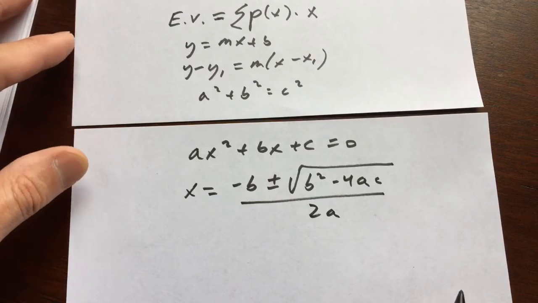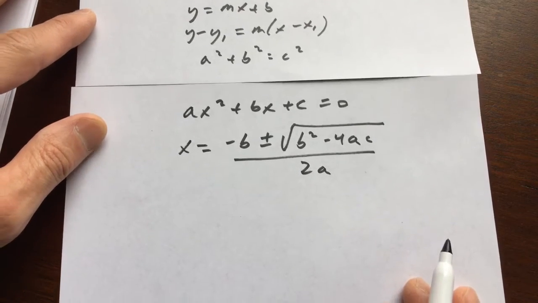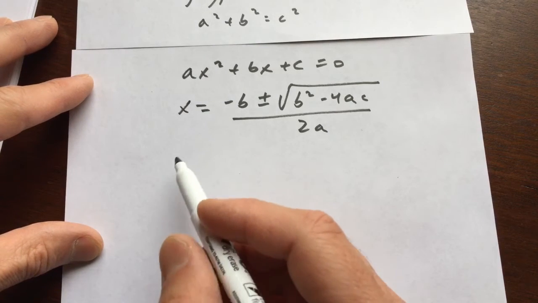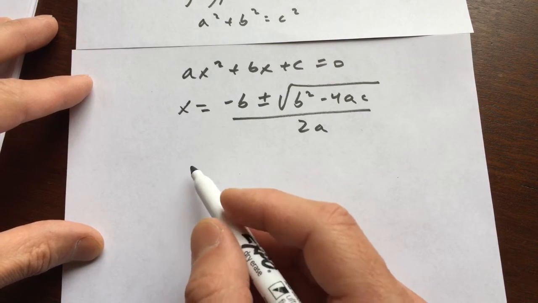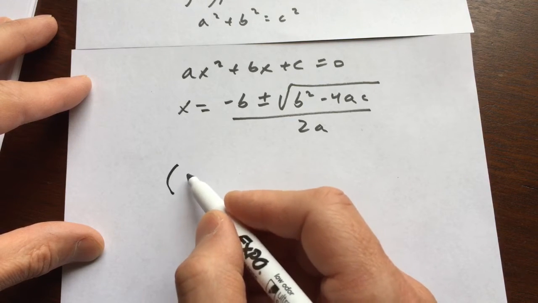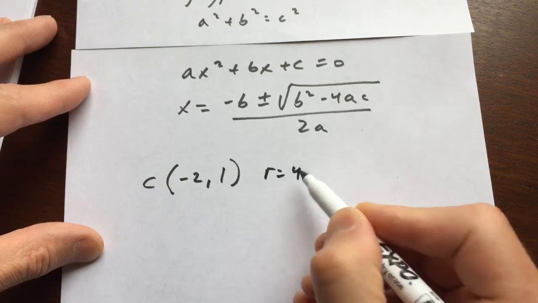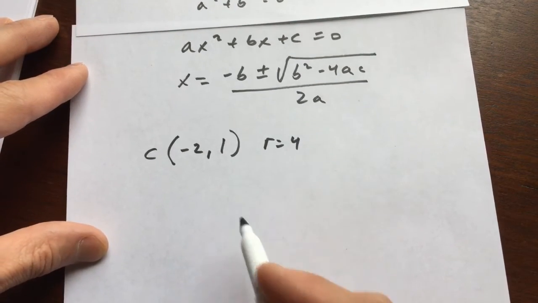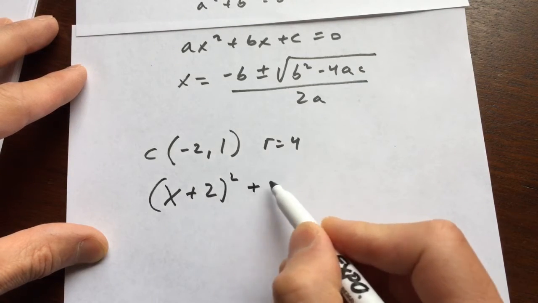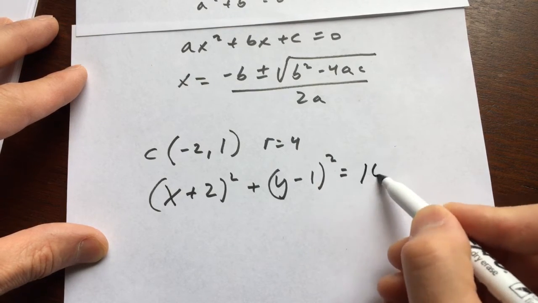Okay, Tana's saying if they give you the radius of the circle, you have to square it. Yeah, that's exactly right. So let's talk about the circle for a minute, because everybody seems to be interested in the circle equation, because that's an easy one to get right and get an extra point on your test. So let's do an example. Say the center of your circle is at -2, 1, and say the radius equals 4. So the equation of this circle would be x plus 2 squared plus y minus 1 squared equals 16.